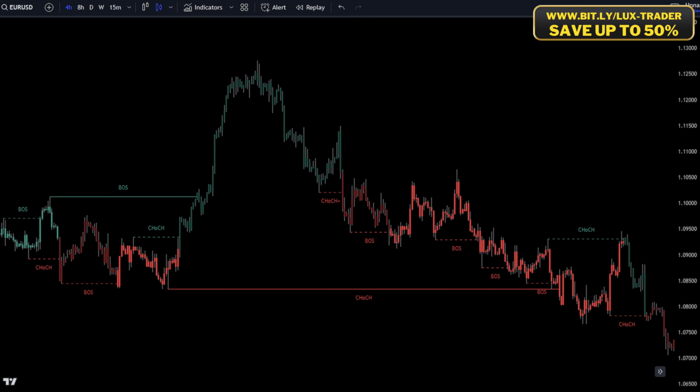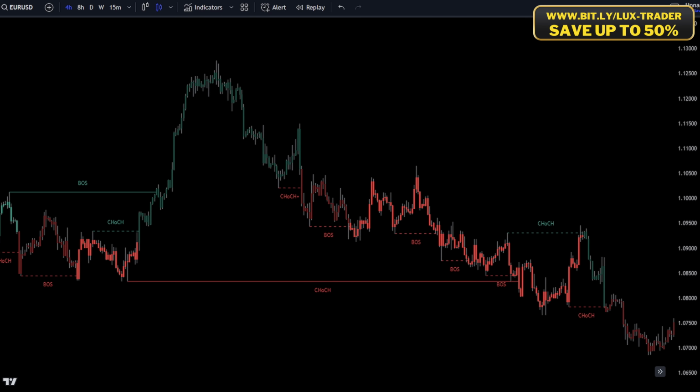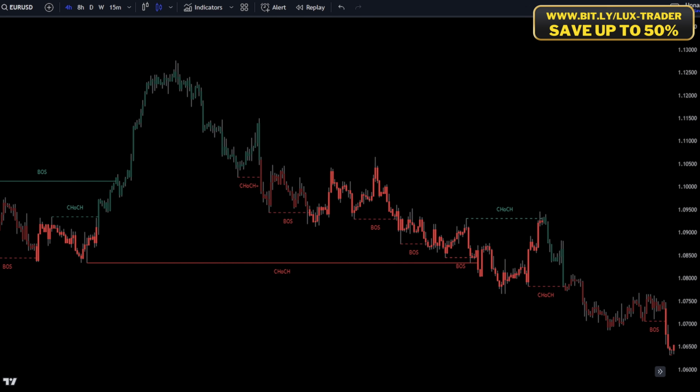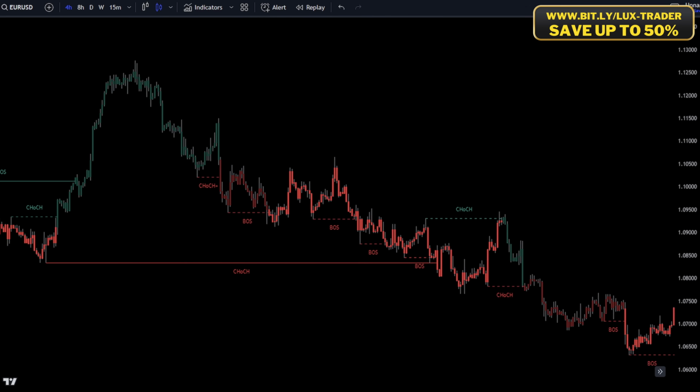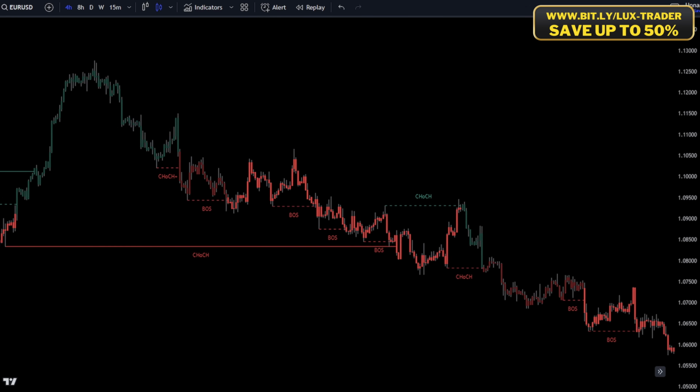Alright, the next SMC concepts this indicator displays are break of structure and change of character. If you're familiar with the smart money concepts trading method, you know what these labels signify.